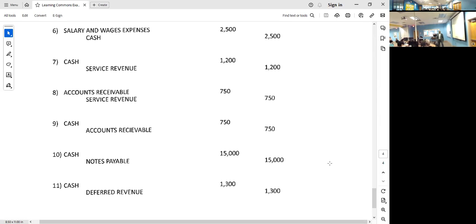So in this instance the service is to be performed, so it's deferred. If it was performed, it would just be revenue. Service revenue, depending on what it is. If you're doing a service, it's service revenue, but if you're selling something, it's sales revenue. If you're renting something, it's rent revenue. But it's good stuff, ain't it?